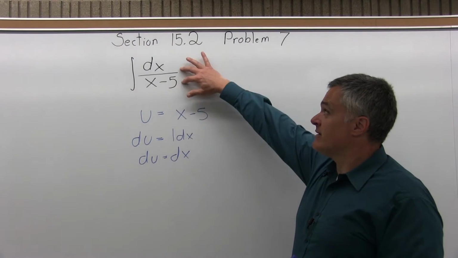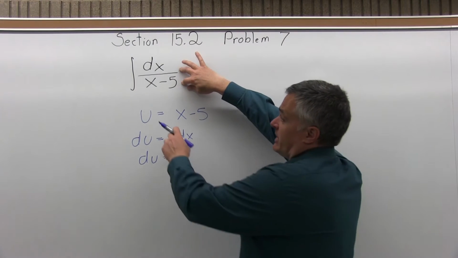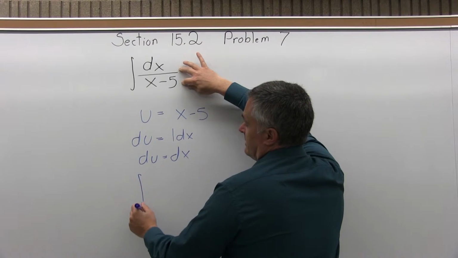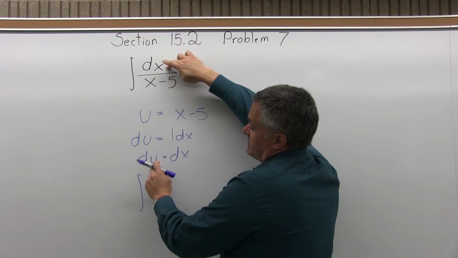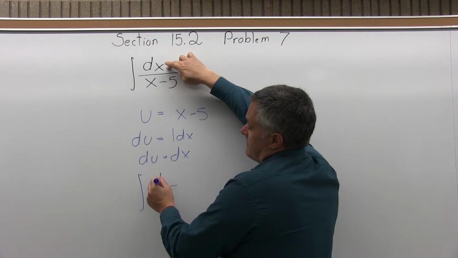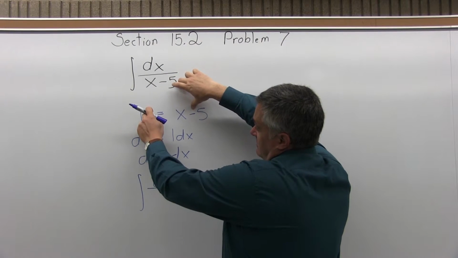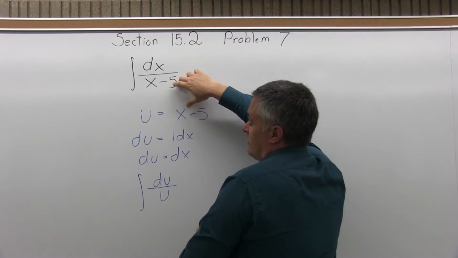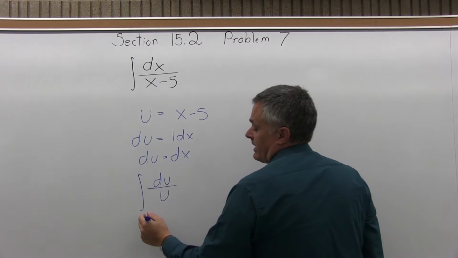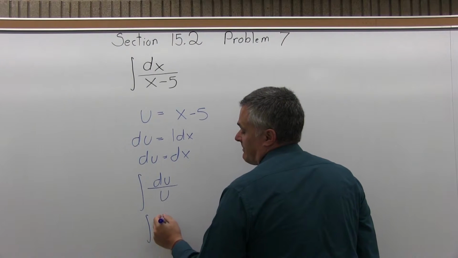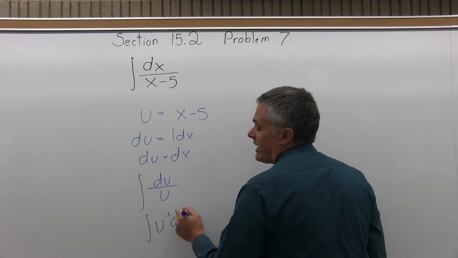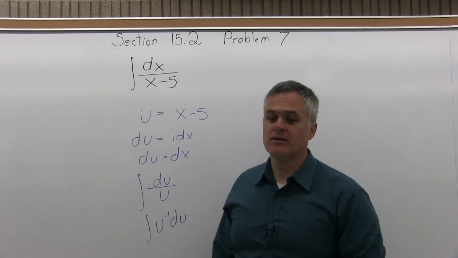So now as I rewrite this problem in terms of my new variable, dx on the top is a perfect match for du. And in the denominator, x minus 5 is a perfect match for u. So I have du over u. Now I'd like to write that as u to the minus 1 du. Again, I don't want to have a variable in the denominator.